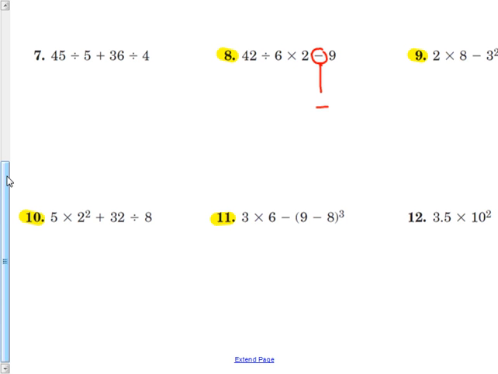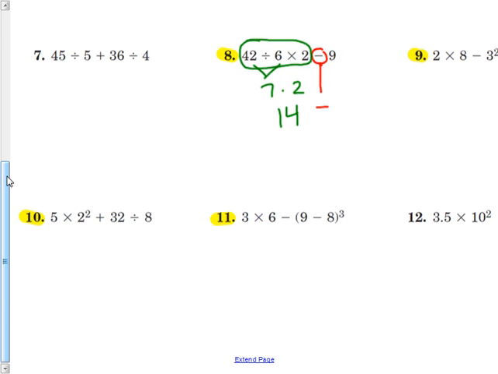Now, if I look at the left side of my minus sign that I just brought down, I have a fairly long problem. It's 42 divided by 6 times 2. That problem I need to do from left to right. So the first step is 42 divided by 6, which is 7. And then that times 2, which is 14. So everything on the left side of my minus sign equals 14.